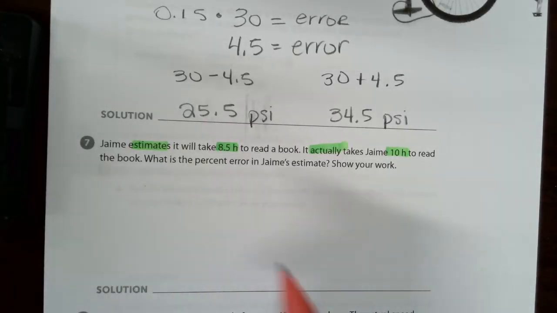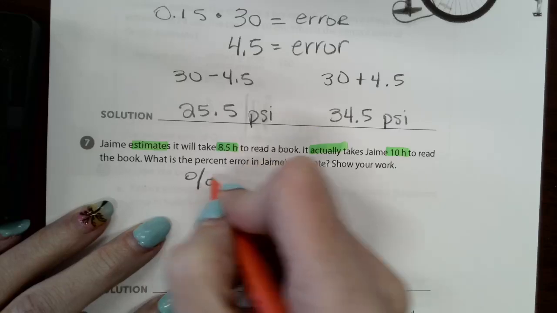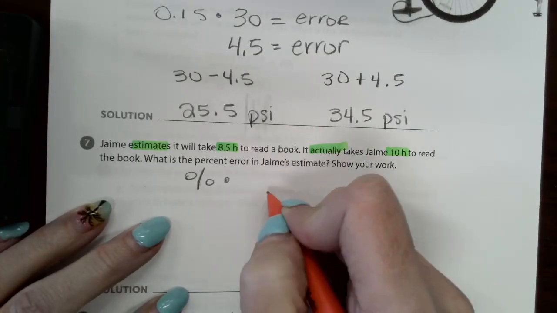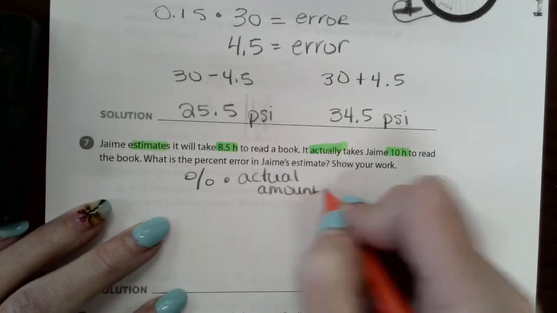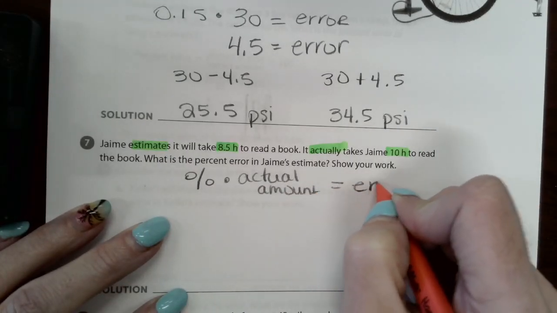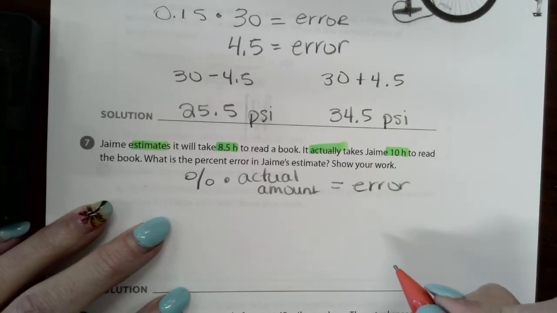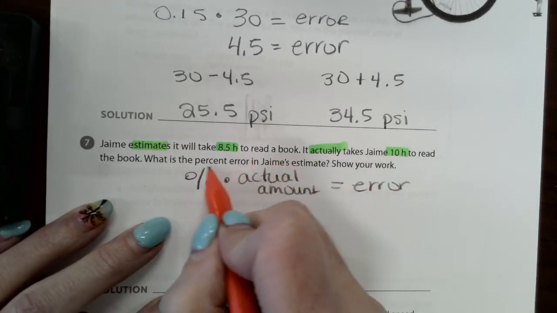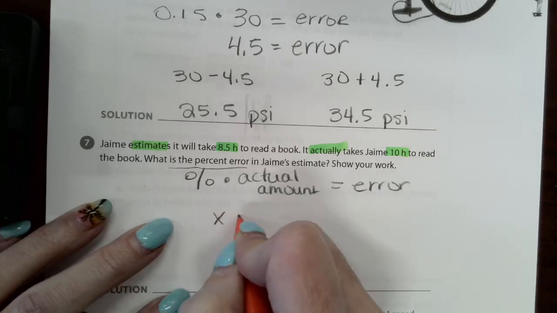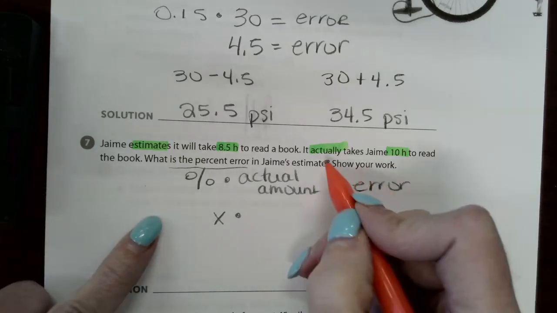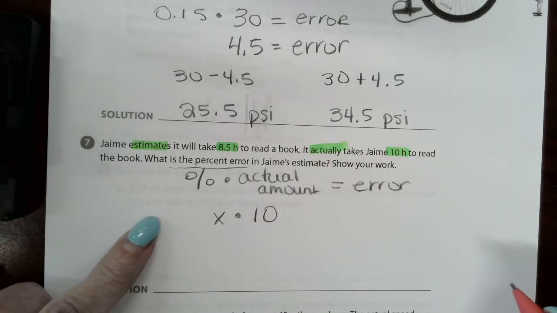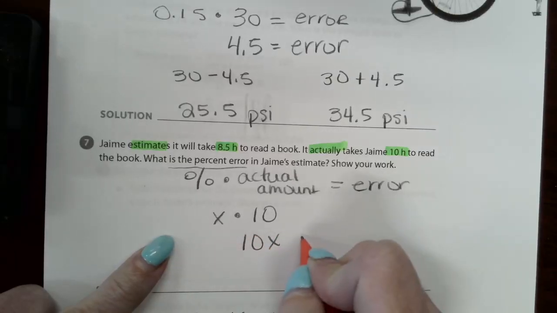All right, welcome back. We're going to be looking at our percent times the actual amount equals the amount of error I have. So we are looking for the percent this time because it says what is the percent of error? So that's going to be x. Now our actual amount, that is how long it took her to read the book. Did it take her 8.5 hours to read it, or did it take her 10 hours to read it? The actual was 10 hours. Now you know me, I'm going to rewrite that as 10x.